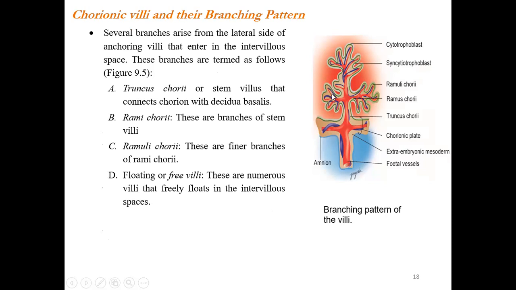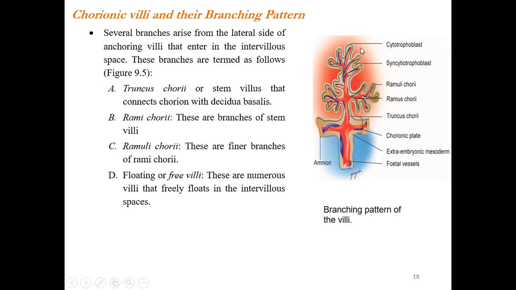These branches are termed as truncus chorii, the main stem villus that connects chorion with the decidua basalis. Then, like a tree, branches will be given off from it. So that is rami chorii. These are the branches of the stem villi, and further finer branches. These are the ramuli chorii.